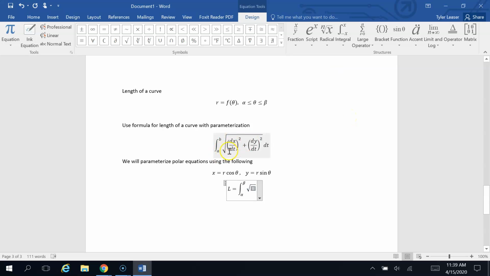But then we're going to plug in the derivative of x with respect to the parameter. So this is going to be the derivative of x with respect to the angle theta.